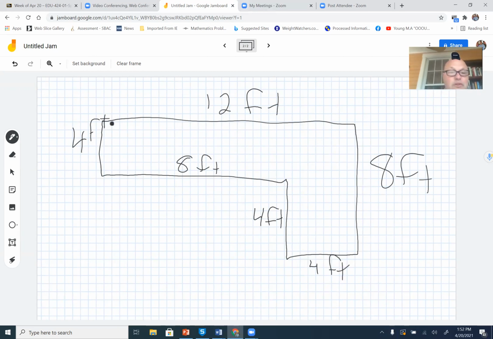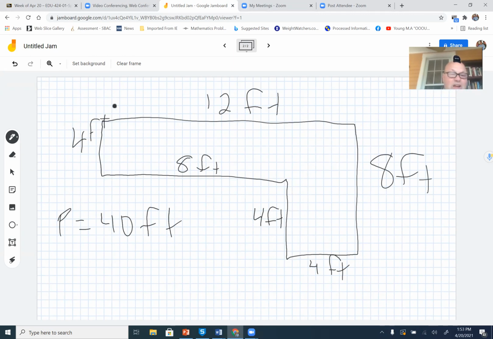All right, so let's go back to the beginning. 12 plus 8 plus 4 plus 4 plus 8 plus 4. Well, 12 plus 8 is 20, plus 4 is 24, plus 4 is 28, plus 8 is 36, plus 4 is 40. So the perimeter is equal to 40. 40 what? Well, it's one dimensional, so feet.